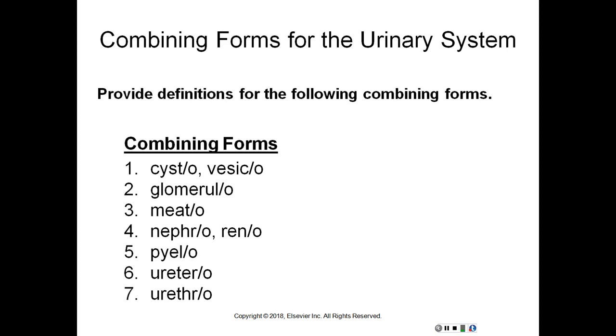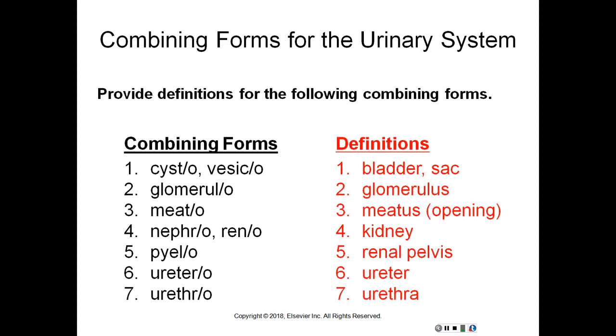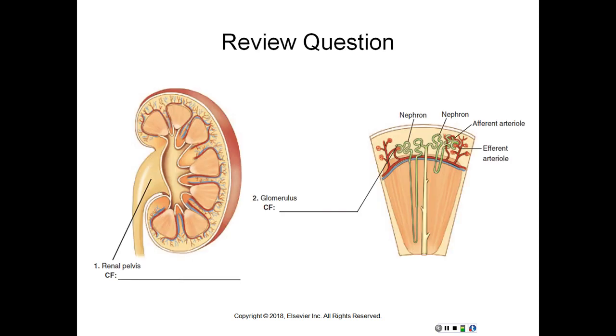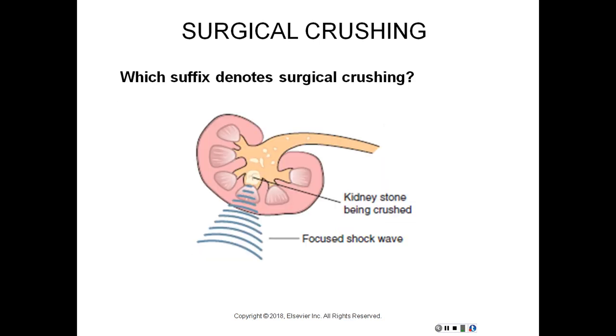Once you know the combining forms, it's easier to learn the terms that are built from word parts. So here's just the answers to all of those. Here, same pictures that are in your textbook. They just want you to identify the combining forms for each of those. And for some reason they did not pop up, so I apologize for that.